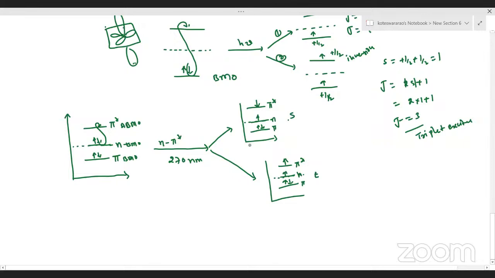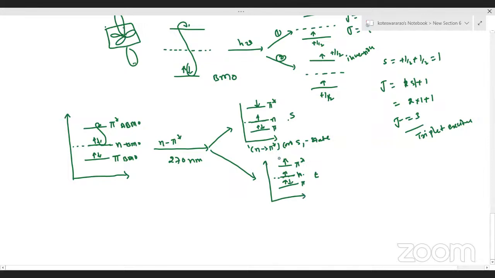Now simply I am labeling it as 1, meaning singlet, n to pi star transition. We can also call this particular kind of transition the S1 state, S1 singlet state. Then what is the S2 state? I will explain that. Okay, this is the S1 state.